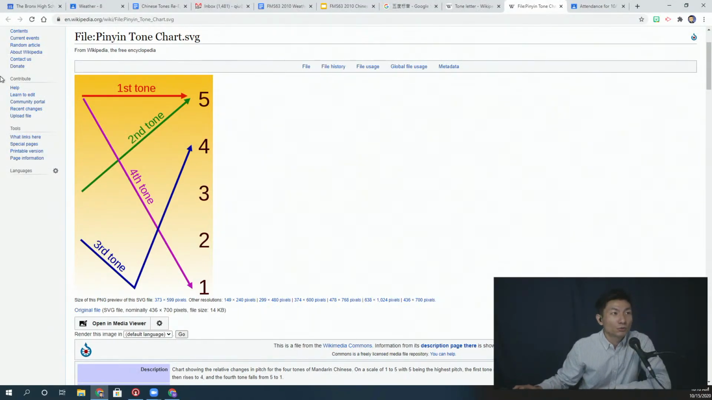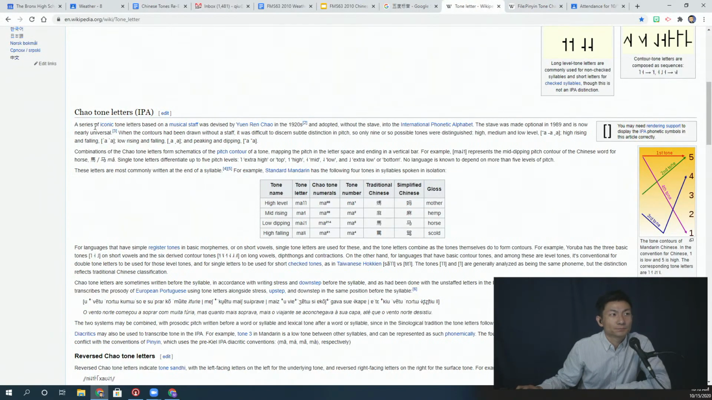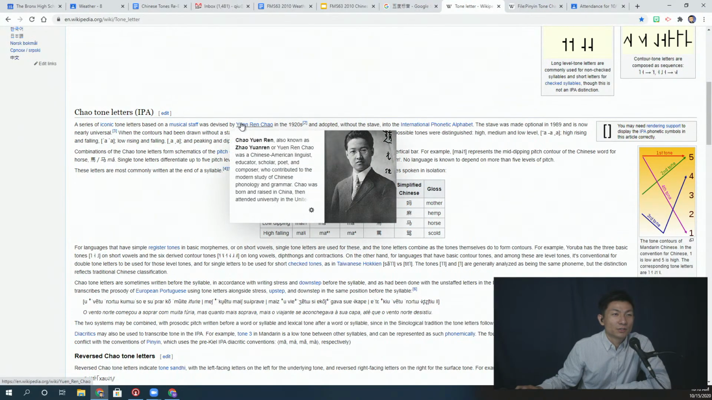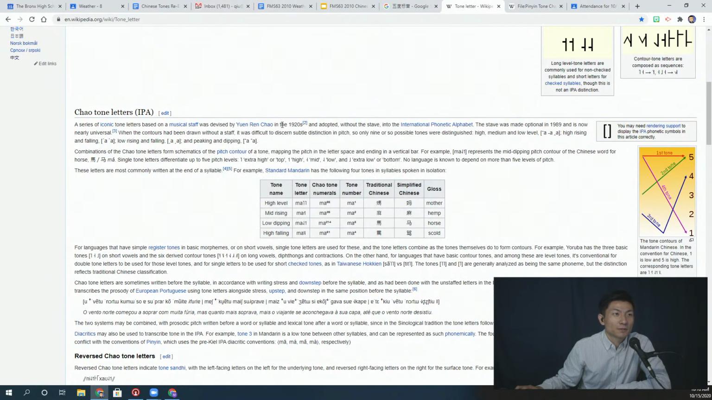So first about tones, when you've learned the tones, you might have seen something like this, with 1, 2, 3, 4, 5. You have first tone, second tone, third tone, fourth tone, and I kind of want to change the way to explain this a little bit. Just a little bit of history: this was developed by Mr. Zhao Yuanren, a pretty famous Chinese scholar in the 1920s. So it's about 100 years old.